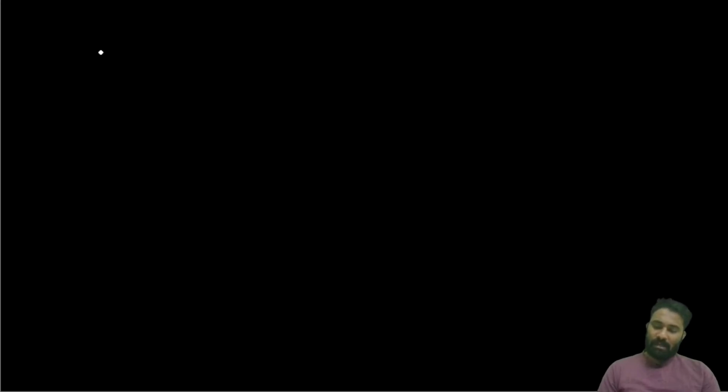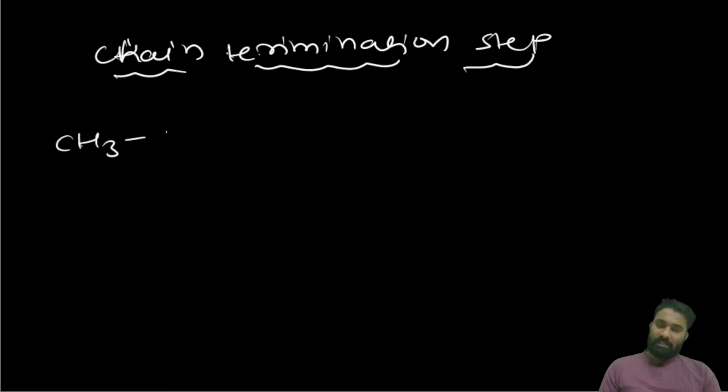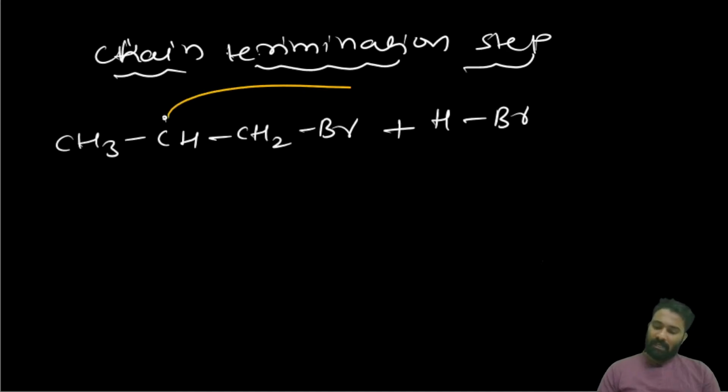Now the last step, after making the stable radical, the 2 degree radical is stable. Then the last one will be the chain termination step. Now we are having the HBr, right? Now this radical will go and attack this H, and again the Br radical will be generated, and what are the products we'll get? We'll get the product in this manner.